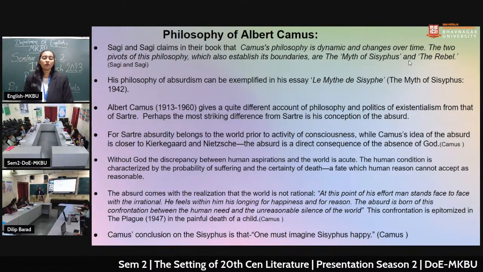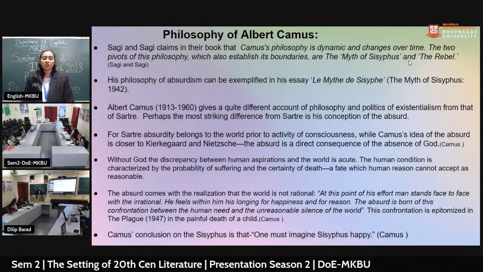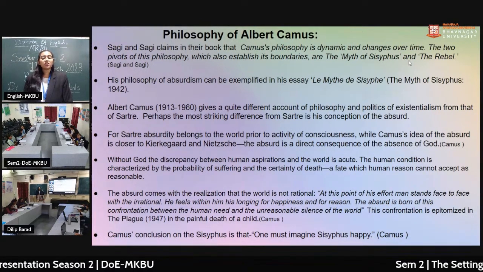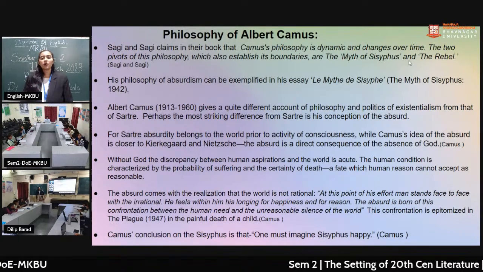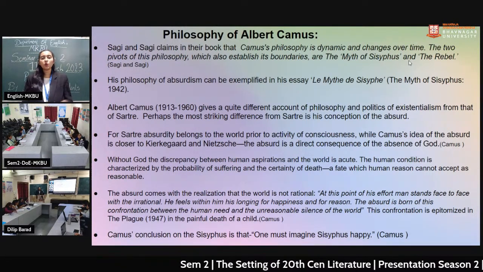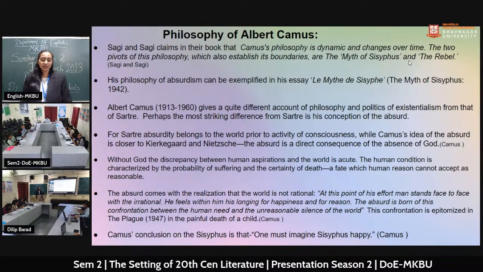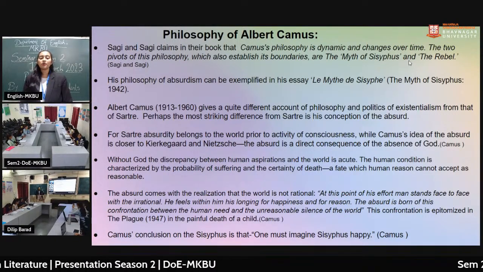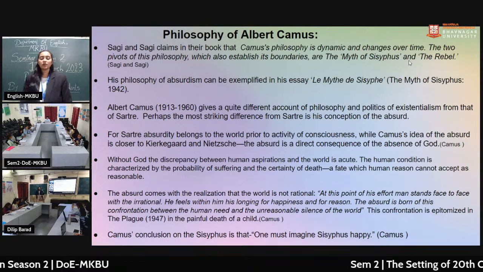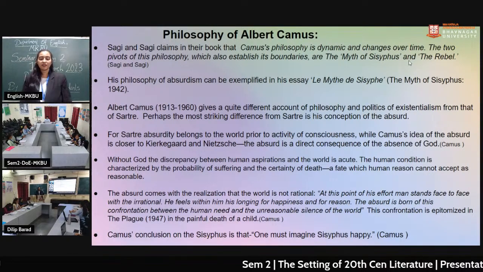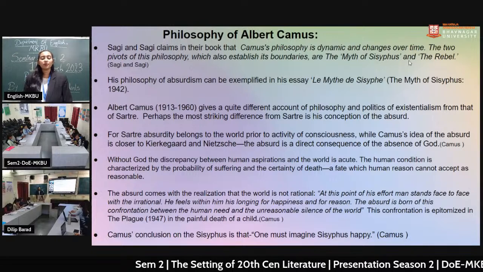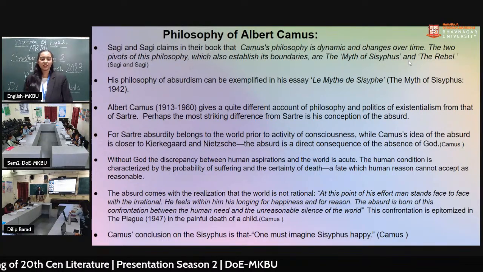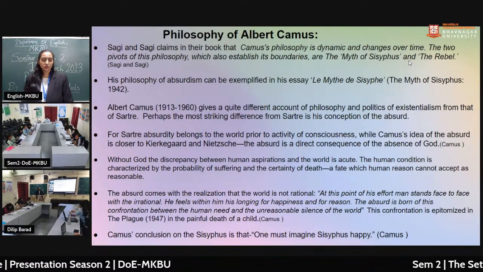The two pivots of this philosophy, which also establish its boundaries, are The Myth of Sisyphus and The Rebel. In these two works, one can find the philosophy which is differentiating in both works by the same writer, Albert Camus. Camus has also written The Myth of Sisyphus and A Happy Death. As I mentioned earlier, the two are very different and give very different messages, and it refers to which message we are conveying.